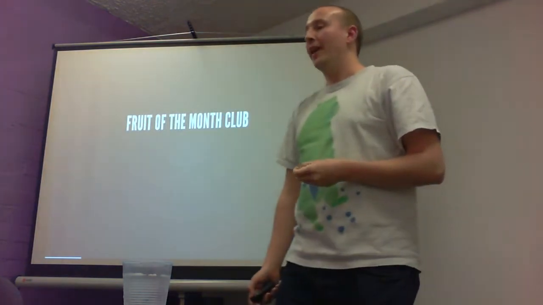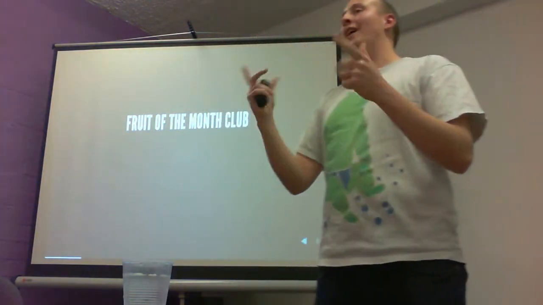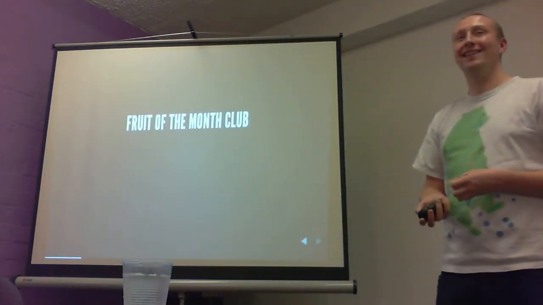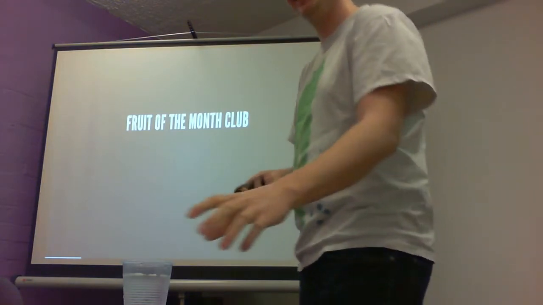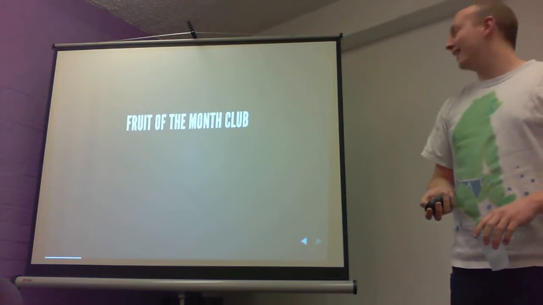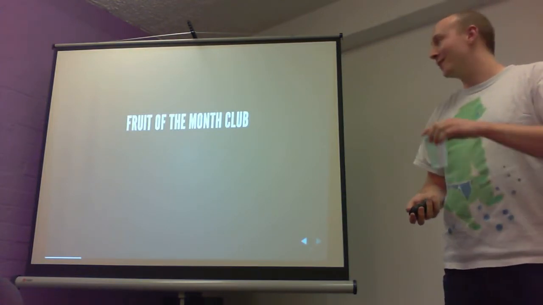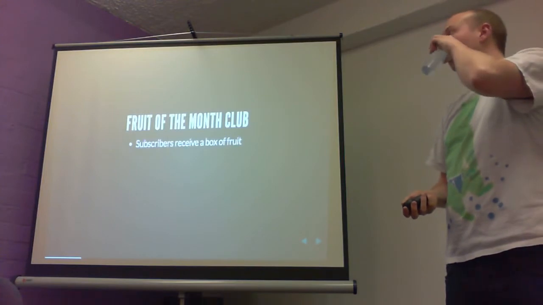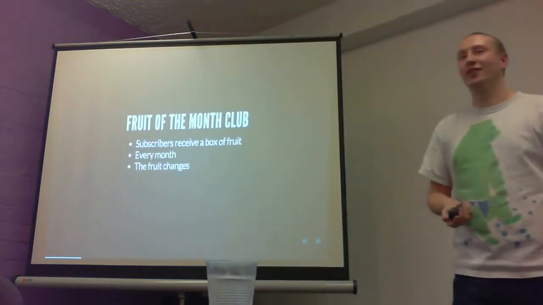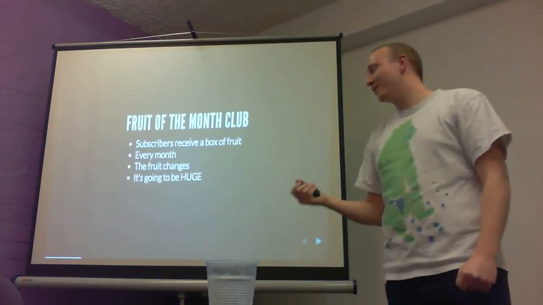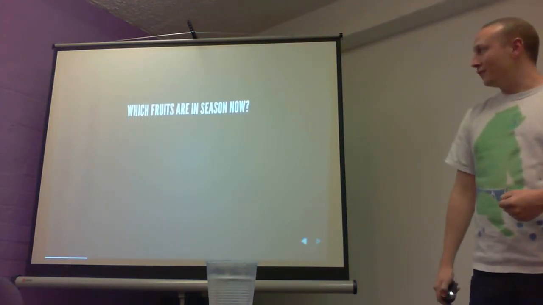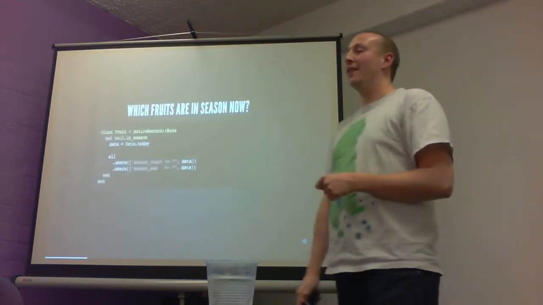So this is my application, Fruits of the Month book. It's just an application that I've dreamed up. It faces many of the problems that we face day to day. So it's a Rails app. It's pretty simple. Box of fruit every month, and the fruit changes. And we're really confident it's going to be huge. So the first feature is which fruits are in season now.